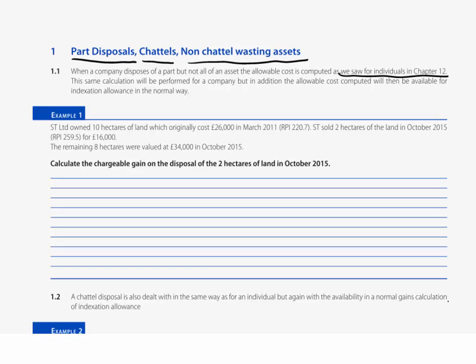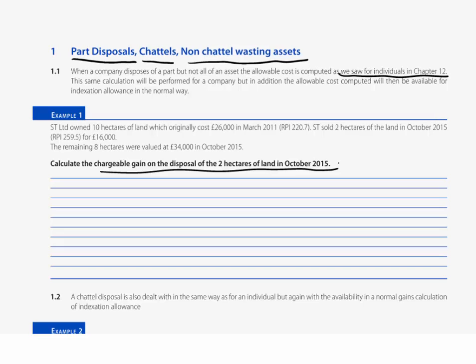Okay then, first of those areas, hopefully now you've revised part disposals. Let's see our example number 1 to illustrate. Calculate the chargeable gain on the disposal of the 2 hectares of land in October 15. If you're going to deal with a part disposal, the most likely asset, certainly in the context of a corporate disposal, is land owned by the company, where some but not all of the land owned is now disposed of.